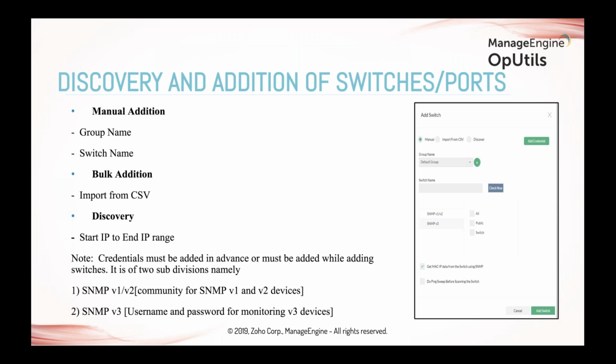Manual addition comes with a group name or the switch name, an individual switch using the IP address, or else you can do a bulk addition of the devices using the CSV file import. And then we have discovery, which uses an IP subnet range, and OpUtils will be able to fetch the switches available in that particular subnet. The credentials used by the switchport mapper are SNMP, and OpUtils does support all three versions of SNMP.